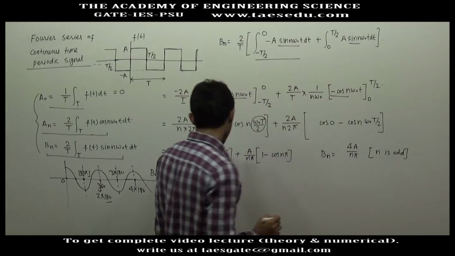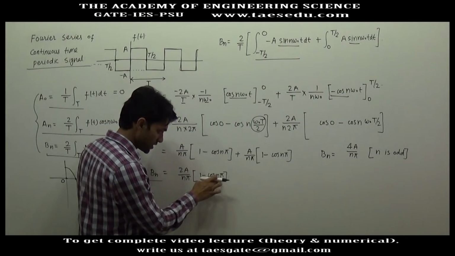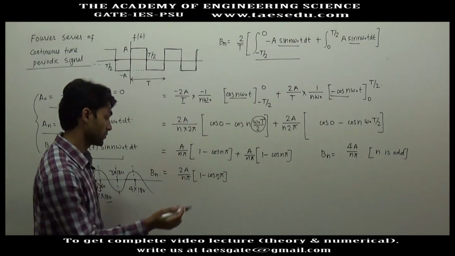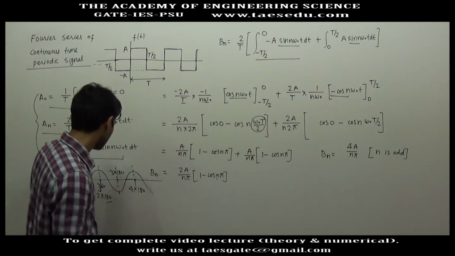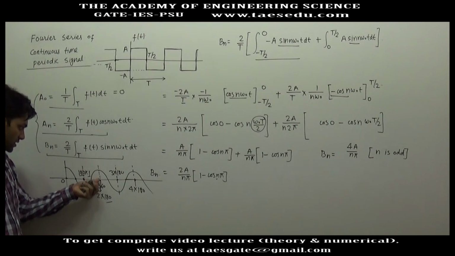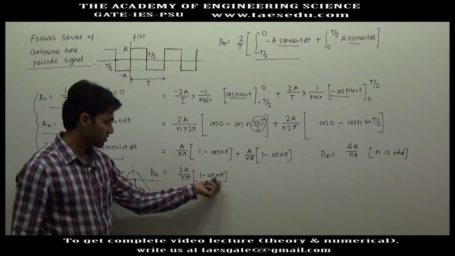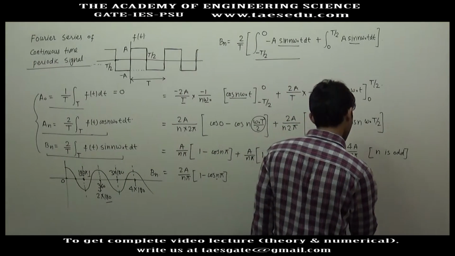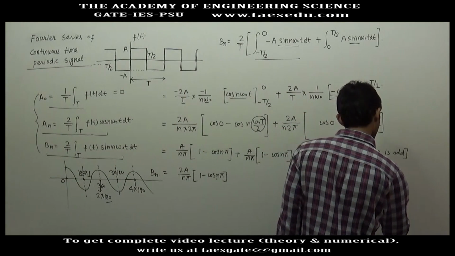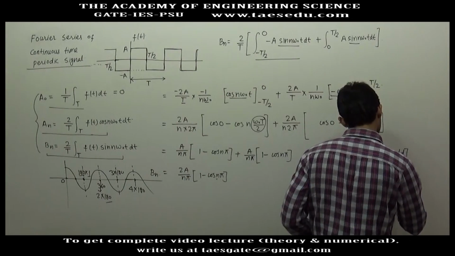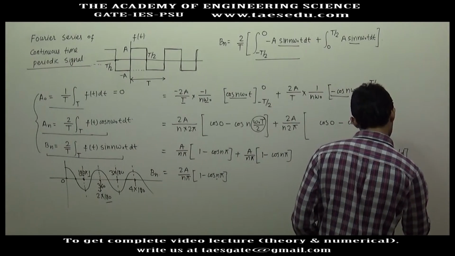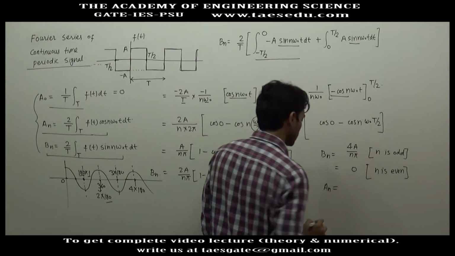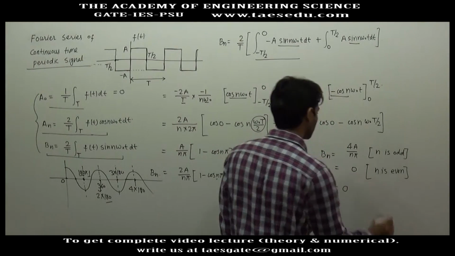And what about when n is even? When n is even, you will get plus 1, 1 minus 1 is 0. So bn will be 0 when n is even. And in case of an, there is no odd or even, this is always 0.